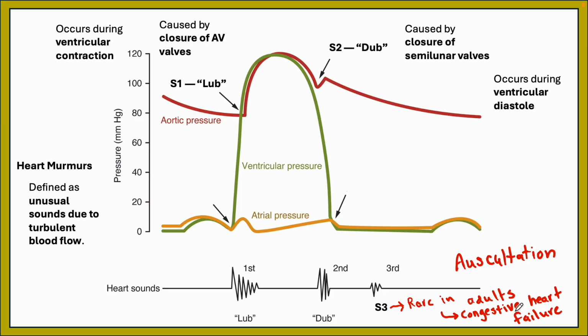And then you may have heard of heart murmurs. Heart murmurs are defined as unusual sounds due to turbulent blood flow. This can indicate several problems such as valve stenosis, valve regurgitation, certain septal defects, and can also happen in increased flow states, like you might have with anemia.